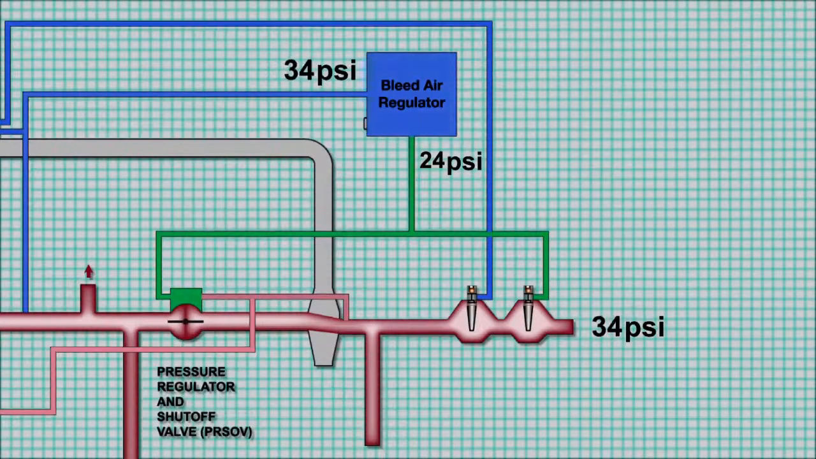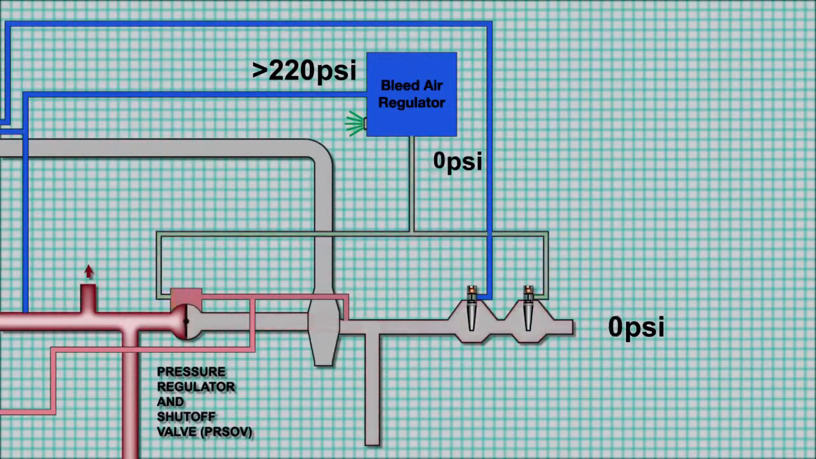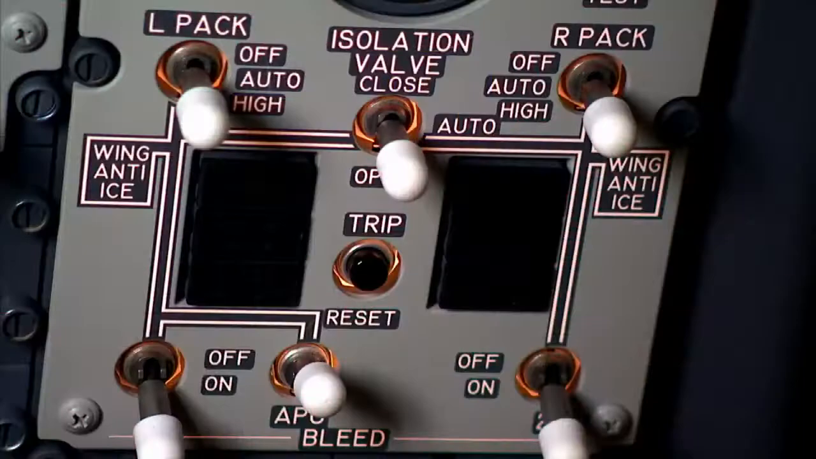As engine speed increases even further, the PRSOV will regulate the duct pressure to 42 psi. If the HSV fails and allows extremely high pressure into the bleed air system, the overpressure switch in the bleed air regulator will cause the PRSOV to close. Note the overpressure switch will also cause the bleed trip light in the flight deck to come on.